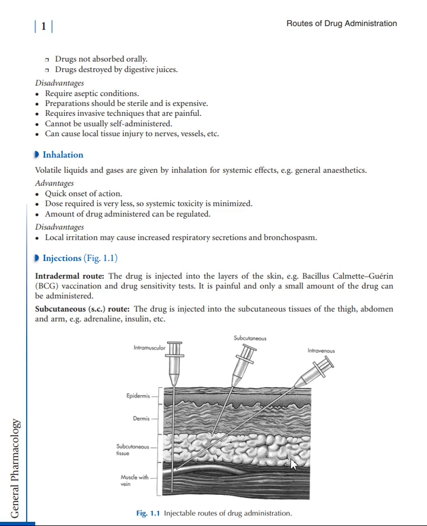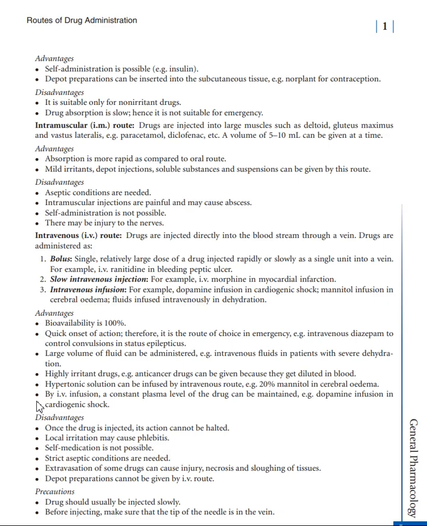Can you all say this is the subcutaneous fatty tissue? Okay, so adrenaline and insulin are the examples given in the thigh, abdomen, and arm. Next, self-administration is possible, as I said, and depot preparations like Norplant contraceptives are also inserted in your subcutaneous tissue.